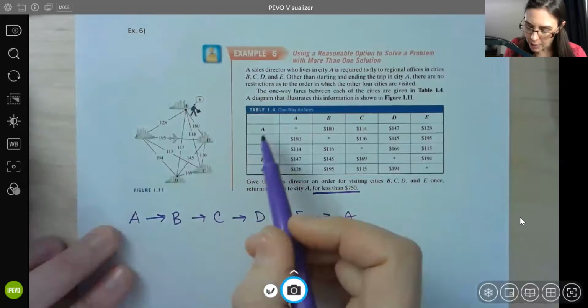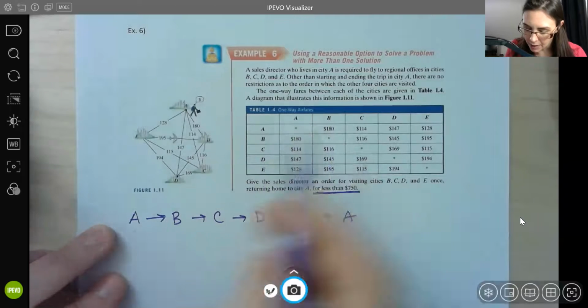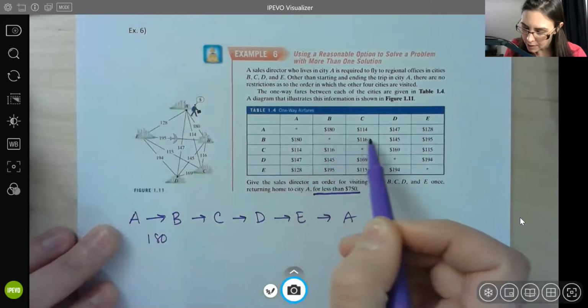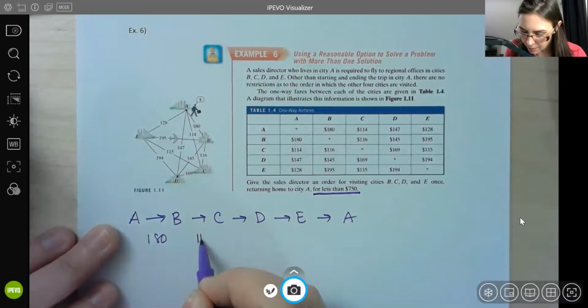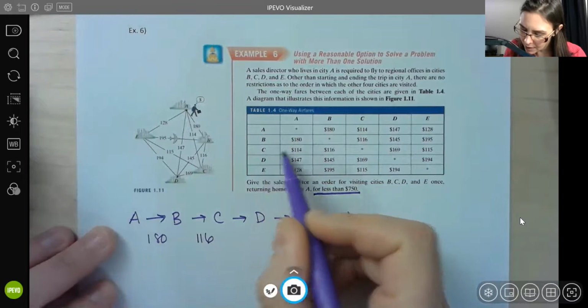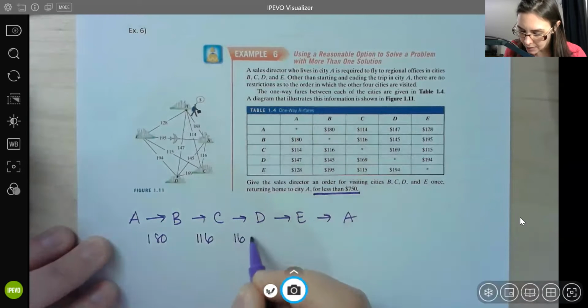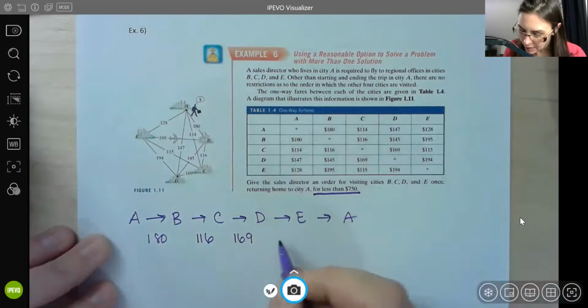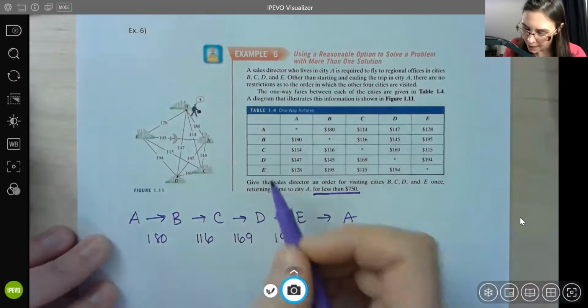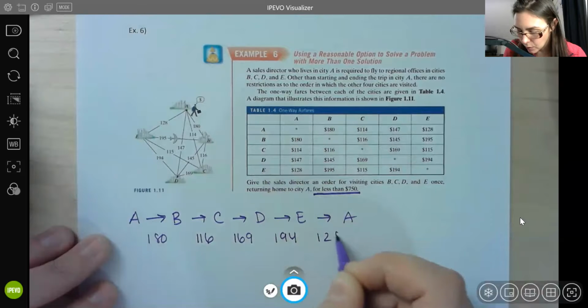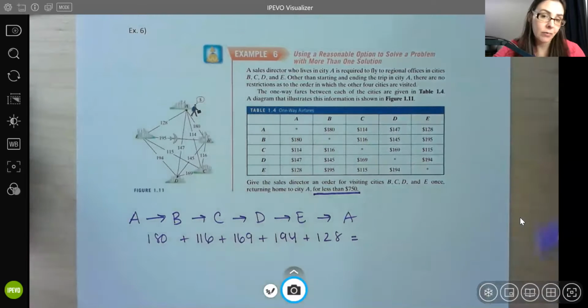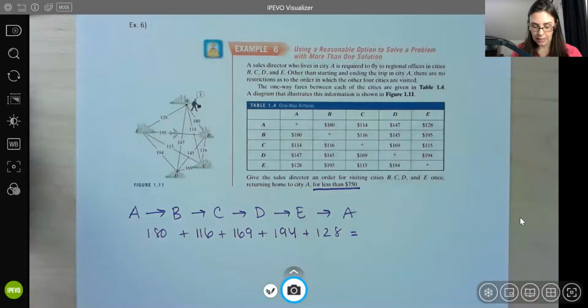Well, the cost from A to B is $180. The cost from B to C is $116. From C to D is $169. And then from D to E is $194. And from E back to A is $128. So one way to do this is to just guess, right? So try different combinations, see how you do.